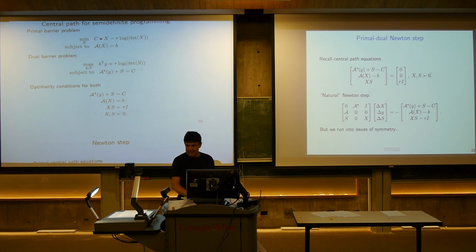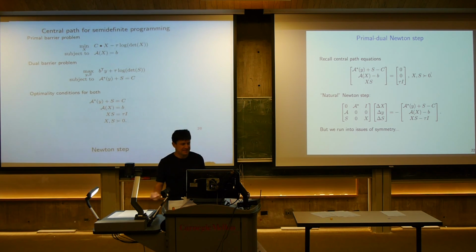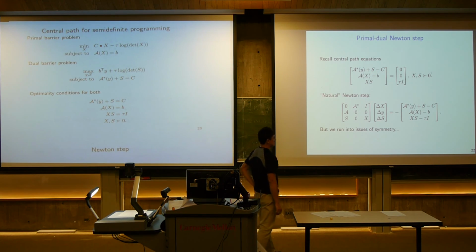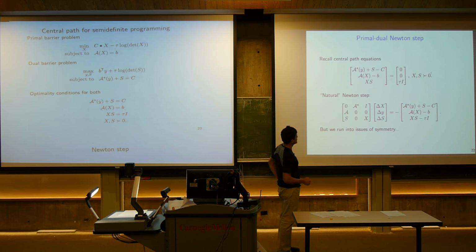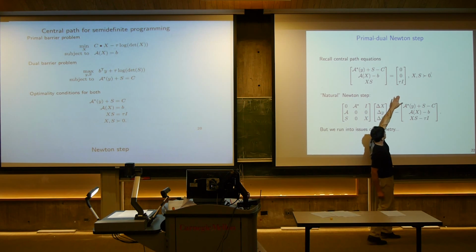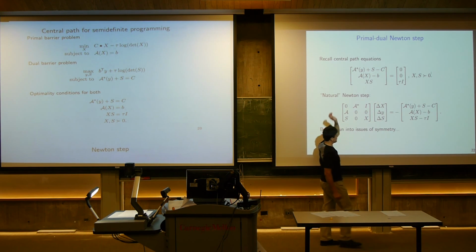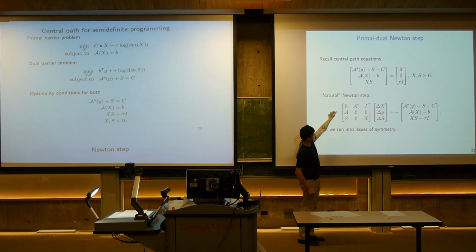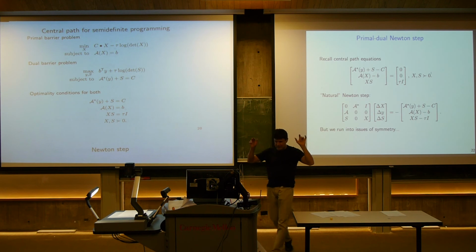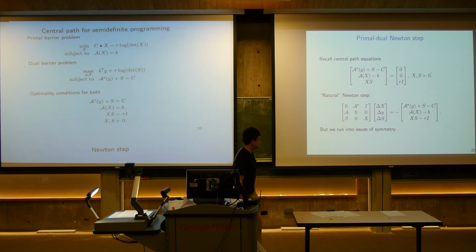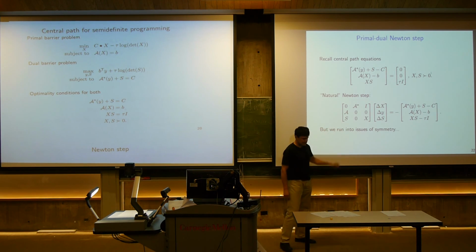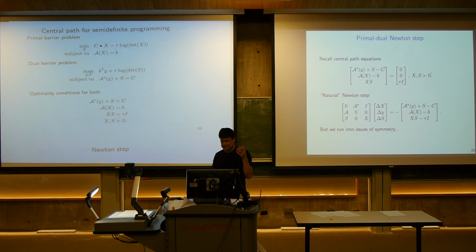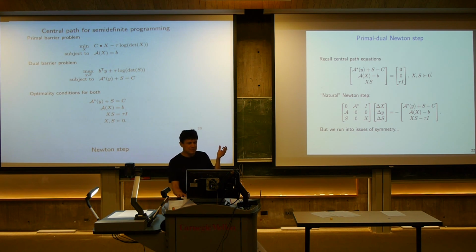If you were to naively take this and linearize it, the central path equations, maybe I should have written everything on the left. So tau I here, all of that equals 0. If I try to linearize that system of equations, looking at some kind of primal dual Newton step, the Newton step would be this step. So this would look very natural.